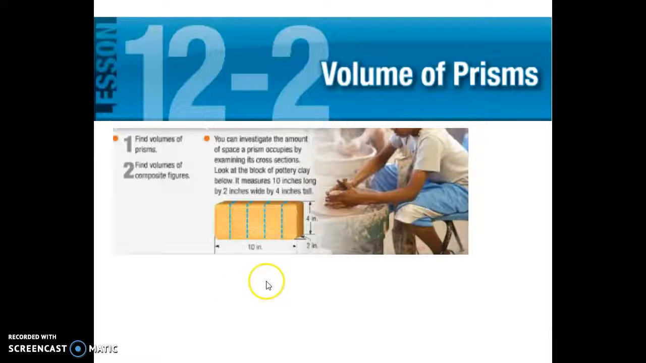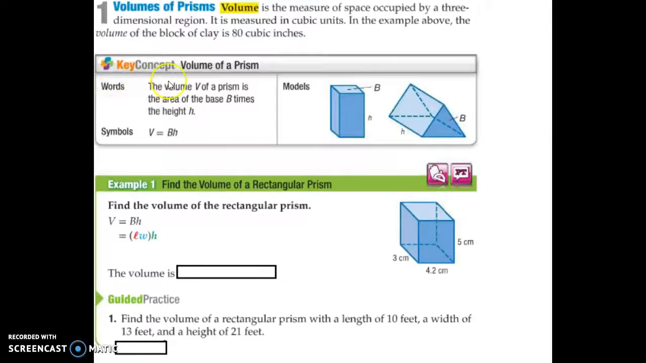We did some three-dimensional work yesterday, and now we're in section 2 with volume of prisms. Remember, prisms are figures that have two bases, and they're connected by rectangles. That's from our notes yesterday. So volume, first of all, what is it? It's the measure of space inside of a three-dimensional figure. How many cubic units can fit inside of our prism. That's what we're looking at today.